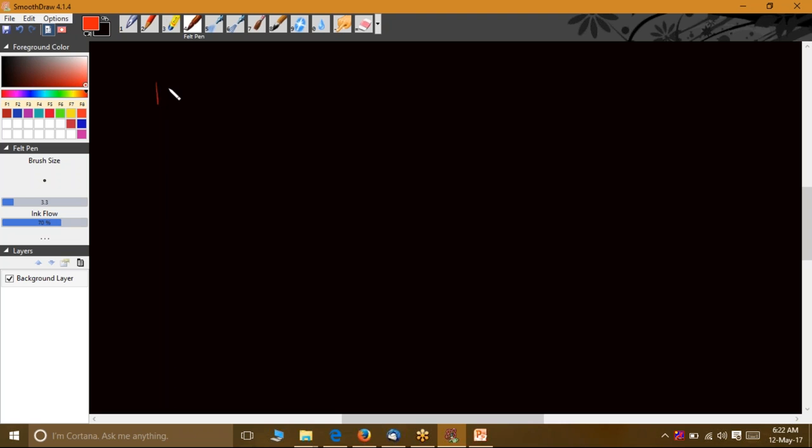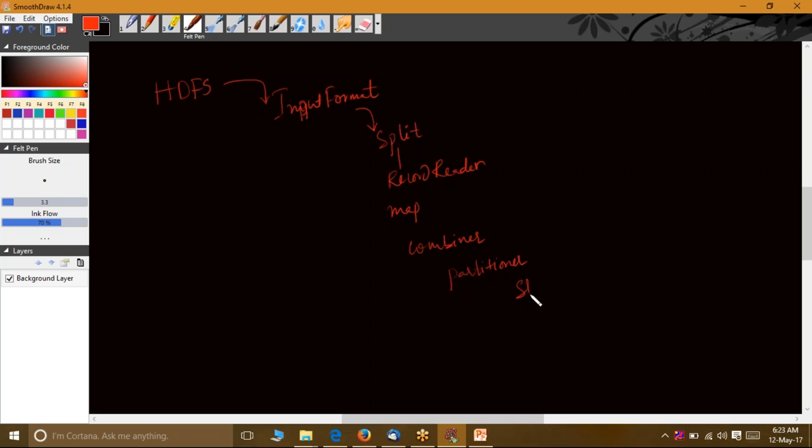Okay. So you have your HDFS. And then you have input format. From input format, we have split. Then we have a record reader. Record reader reads the records and gives the key value pairs to your map. Map, then you have combiner, then you have partitioner, shuffle and sort, reducer writes the output to HDFS.